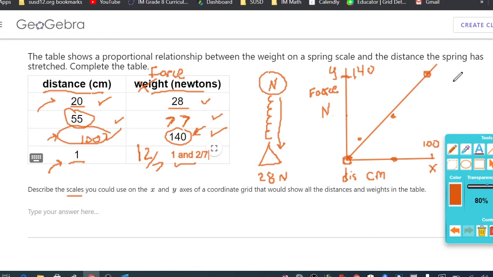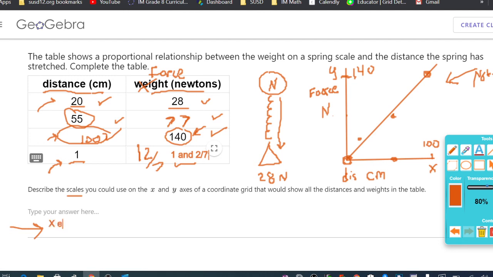Please put this in your notes. I want to see your little hand-drawn graph in your notes, please. And please type your answer here. What is the scale that you're using? Would you like me to help you with that answer?